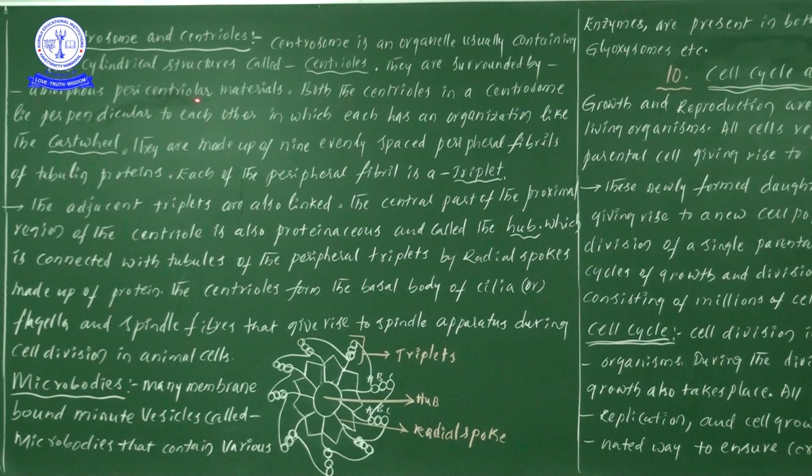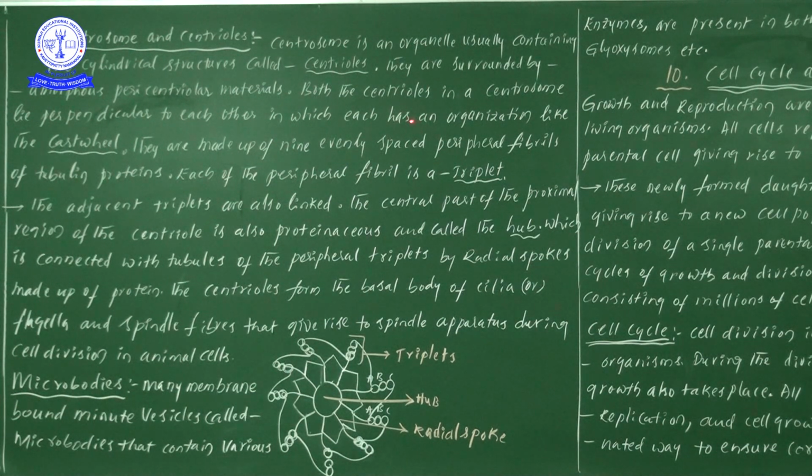This is important from the NEET examination point of view. One pair of centrioles means two cylindrical structures, and all are surrounded by amorphous pericentriolar materials. These two centrioles in a centrosome lie perpendicular to each other, arranged perpendicular to each other.